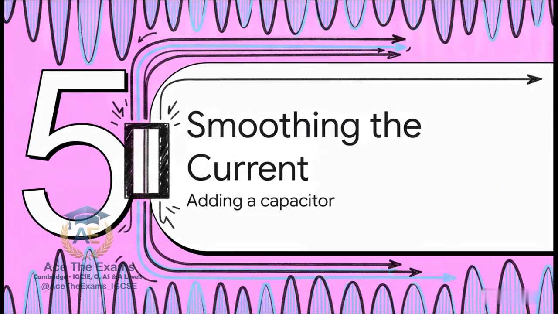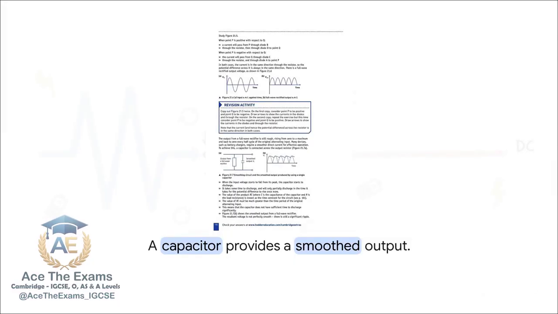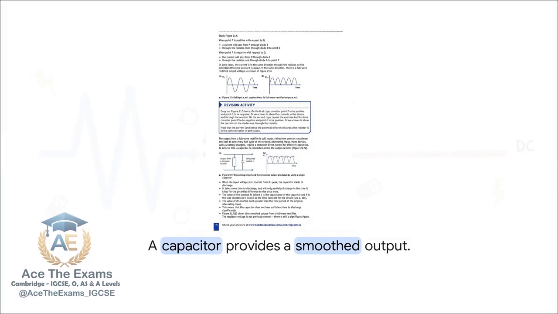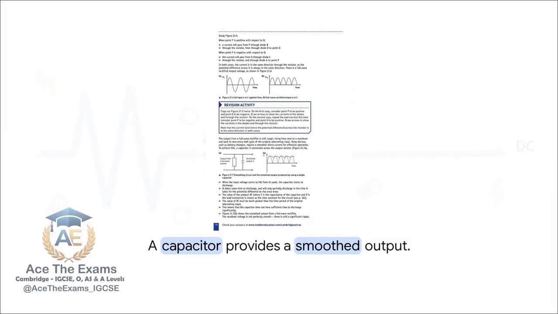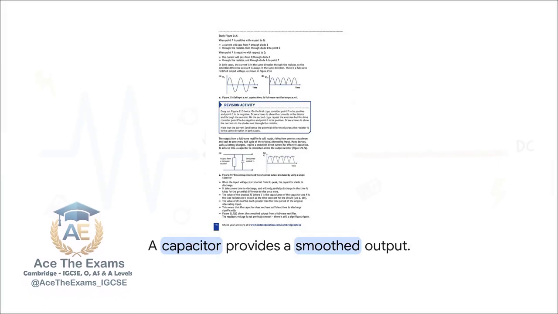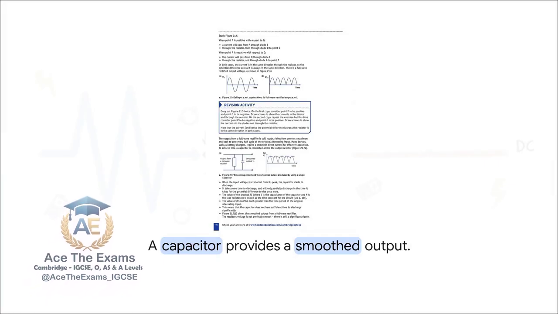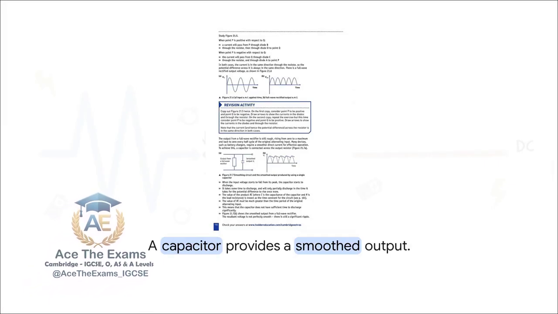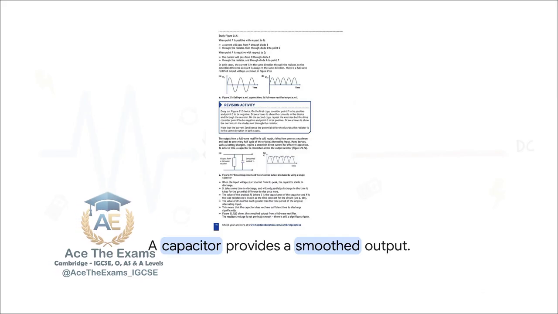Section 5, smoothing the current. We have positive voltage, but it's still way too bumpy. The output from our full-wave rectifier is still dropping to 0 every half cycle. Sensitive electronics like your smartphone would crash instantly. We need a smoother direct current. To achieve this, we introduce a capacitor connected in parallel across the output resistor.